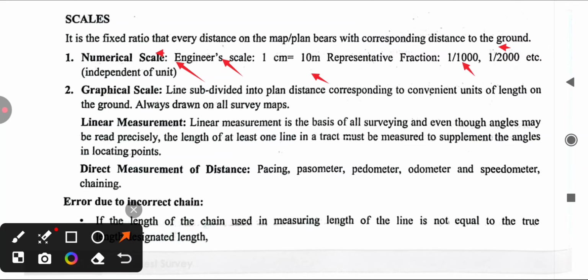Fraction: 1:1000, 1:2000, independent of unit. Graphical scale: a line subdivided into plan distances corresponding to convenient units of length on the ground, always drawn on all survey maps. Okay, linear measurement is the basis of all survey, and even though angles may be read precisely, the length of at least one line in a traverse must be measured to supplement the angles in locating points.